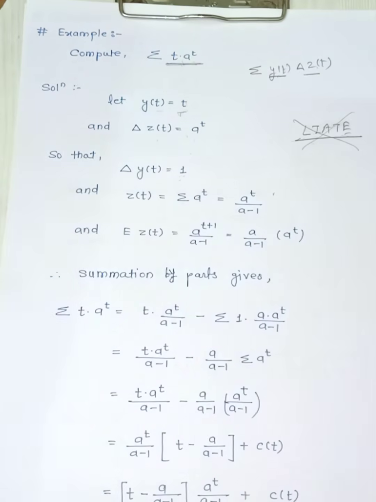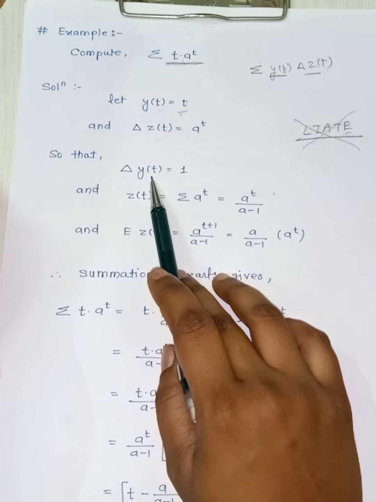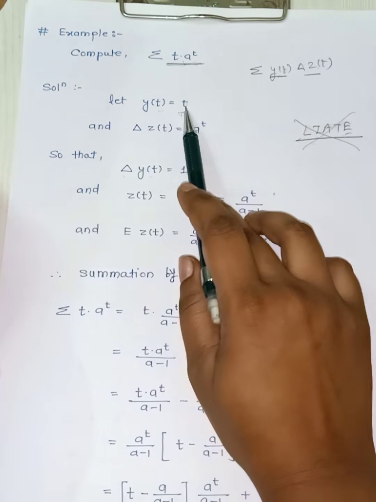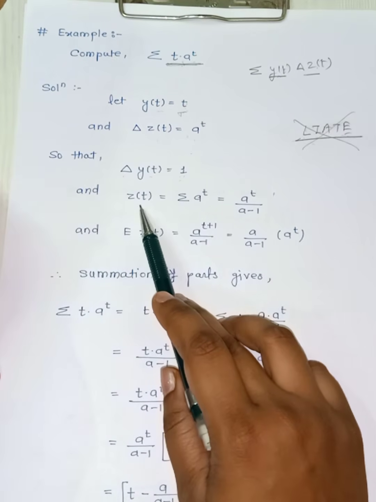Okay, so now we will solve. If we apply delta on y of t, that is delta of t, what we get is 1. And same for z of t.